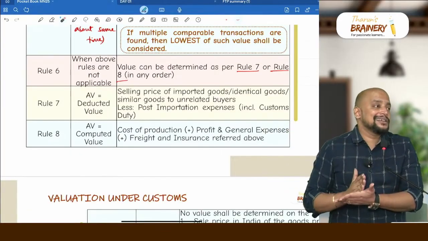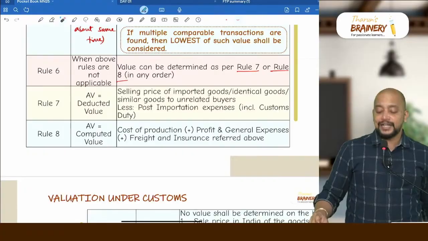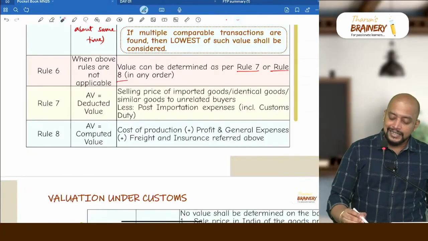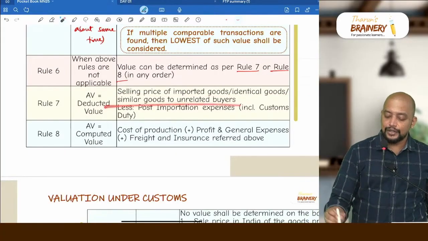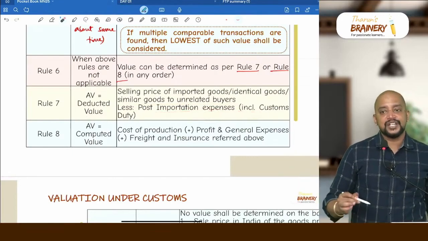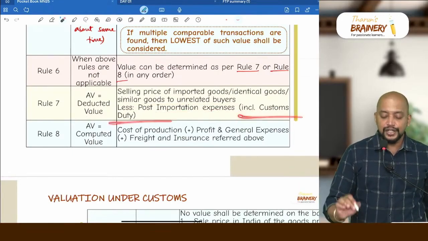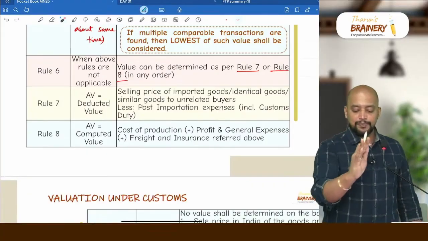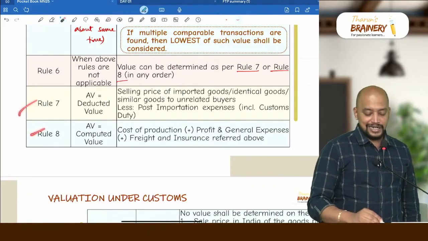Now you will get the price at the time and place of importation; that will be taken as the value. You can see here: the selling price of imported goods or identical goods or similar goods to unrelated buyers, minus post importation expenses. Post importation expenses include customs duty. Now you will get the price at the time of importation; that is deductive value.